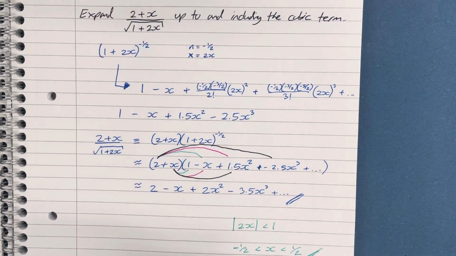The next video we'll have a look at what happens when the first number inside the bracket is not the number 1. And then I think I have a third video as well, which will look at some problems.